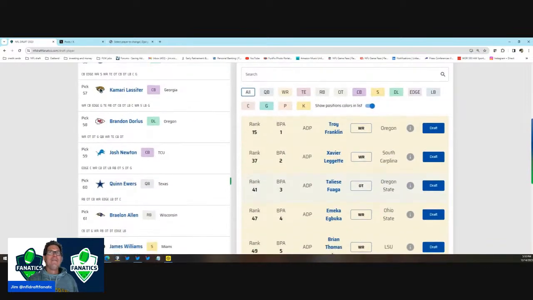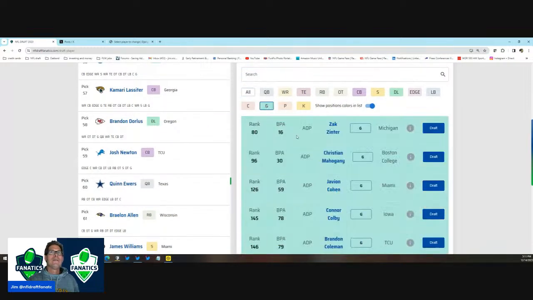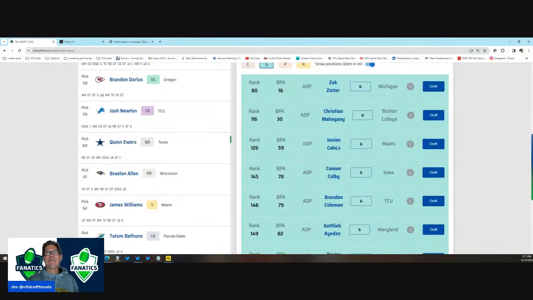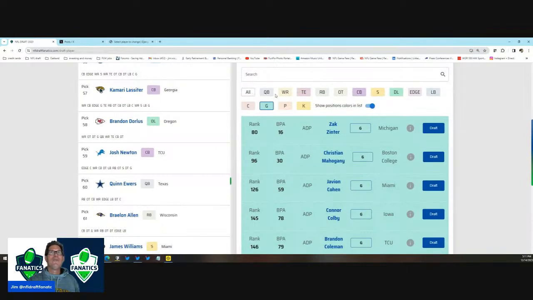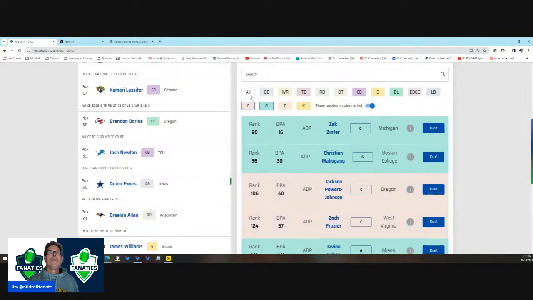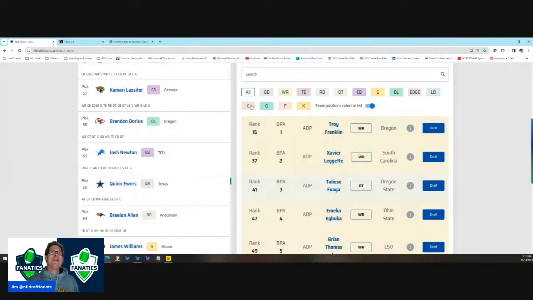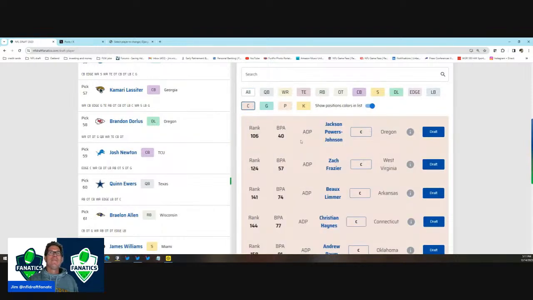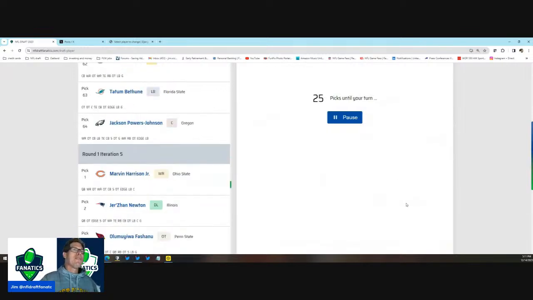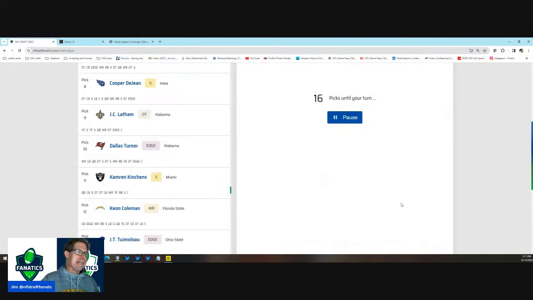And then I already took the offensive tackle. Zinter's going to be redshirted a year, so I probably wouldn't take him in round 2. Okay. Jackson Powers Johnson. The last time I picked him, he was 170. So he went from 170 to 100. And I just picked him in the second round again. So he's going to be higher than 100 on the Eagles board.